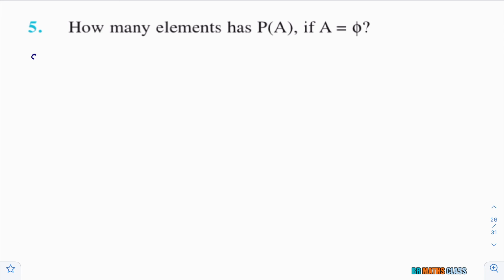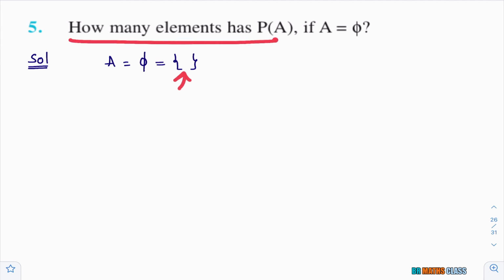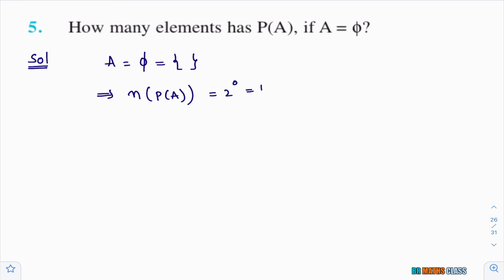Okay. Here, what is the solution for this? Set A. What is set A? Set A is given as the empty set, which means it consists of no element. The empty set can be written like this in roster form. Now, in this, how many elements are there? In this, 0 elements are there. So, what are they asking? How many elements does P of A have? So, this implies the number of elements in P of A. They are asking how many elements are there in set P of A. 2 power 0. 2 power 0 is 1.